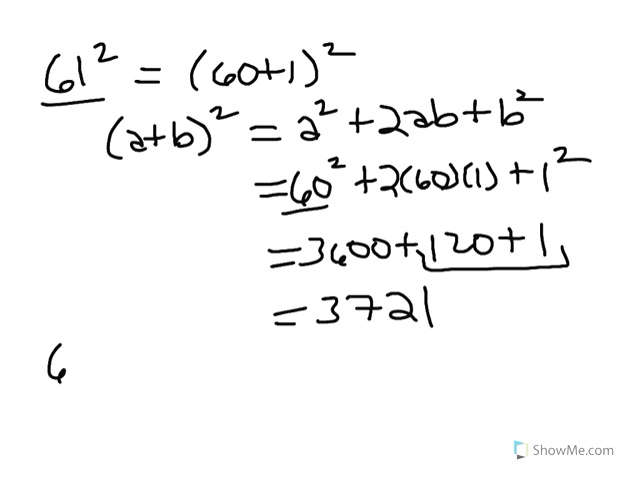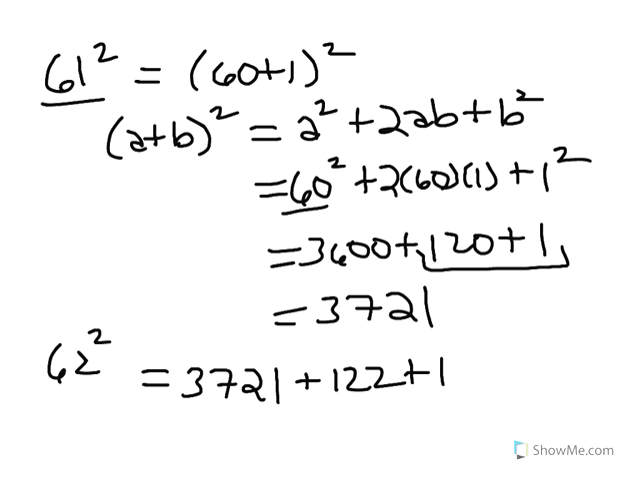So if I wanted to find out what 62 squared was, now that I've got this particular information, it's actually quite easy. I take 3,721, which I know to be 61 squared, I add 2 times 61, which is 122, and then I add 1. And that's 3,844. And I assure you that's correct.